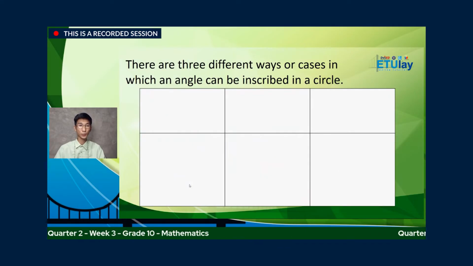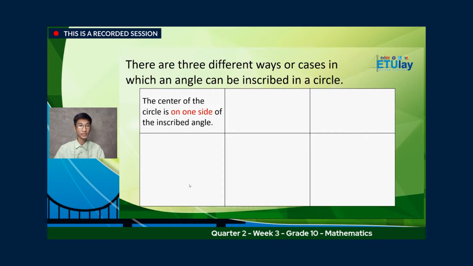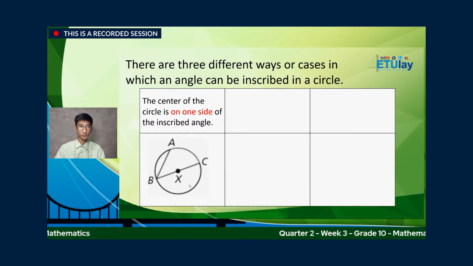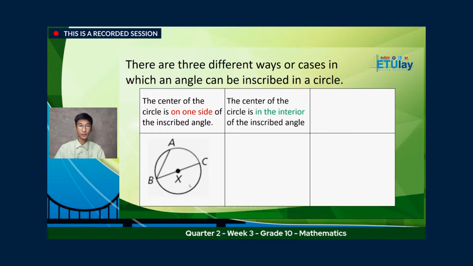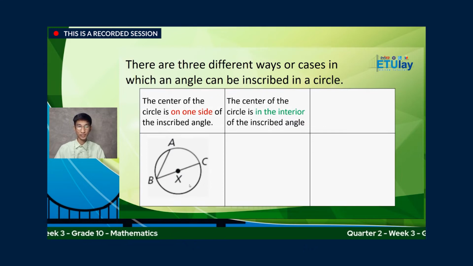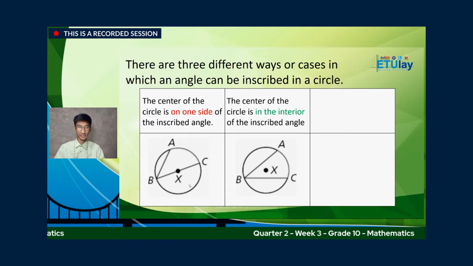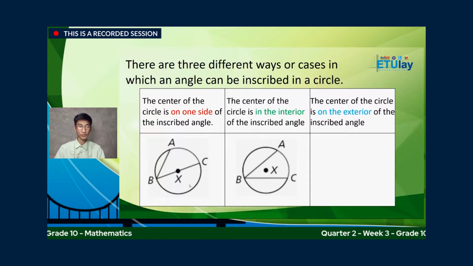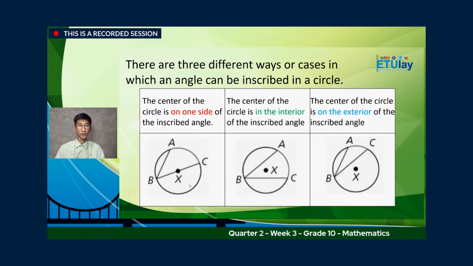There are three different ways or cases in which an angle can be inscribed in a circle. The first one is when the center of the circle is on one side of the inscribed angle, like this illustration. And the second one, when the center of the circle is in the interior of the inscribed angle, kapag nasa loob naman, like this illustration. And the third one is when the center of the circle is on the exterior of the inscribed angle, like this illustration. So we have three ways in which an angle can be an inscribed angle.